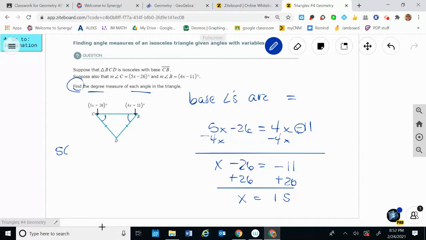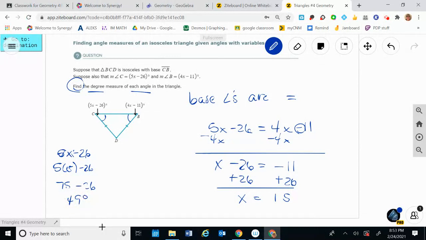Plug it back in. 5x minus 26. I'm sorry, I wrote that wrong. 5x minus 26. Formula, substitution. 75 minus 26. 15 minus 6 is 9. I dropped that down to 6 minus 49.